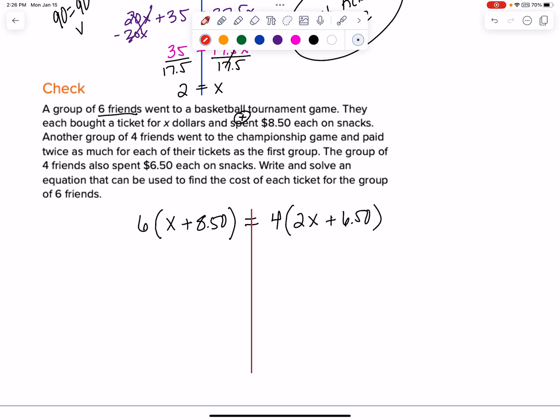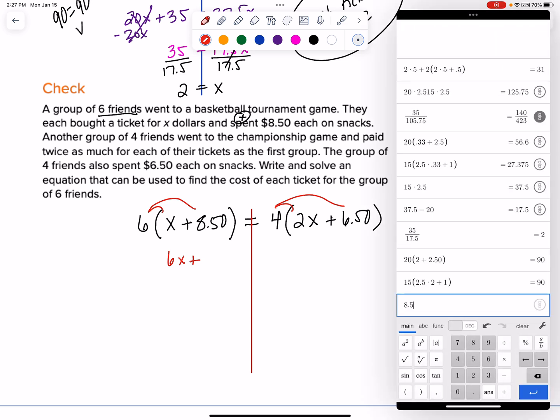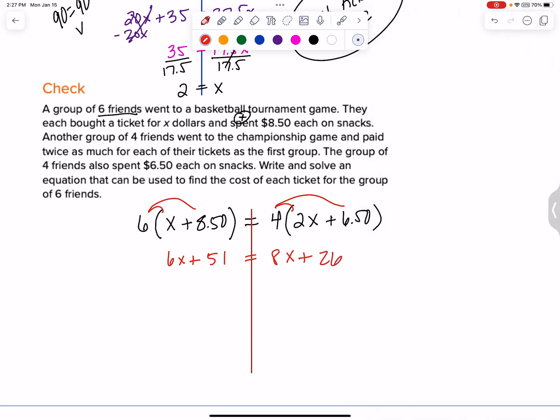Okay, so this is total spending, which is why we want the addition there. All right, so we would distribute. At least there's no fraction stuff. So 6x plus 6 times 850, we have 51. We have 8x plus 4 times 650 is 26. No combining of like terms that we need to do. There wasn't any additional costs or anything like that. So let's just go ahead and start moving things around.